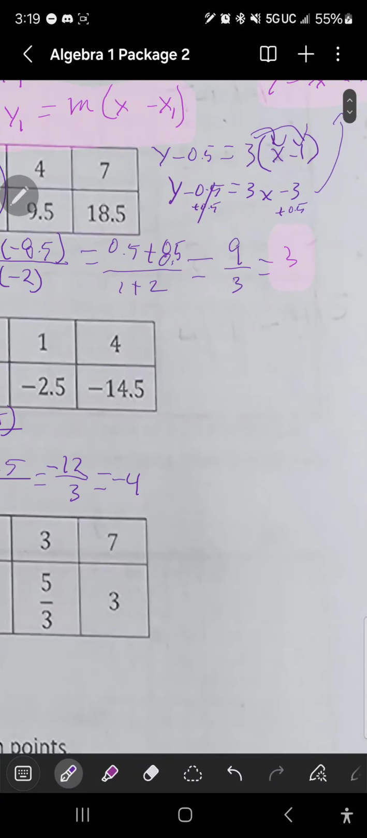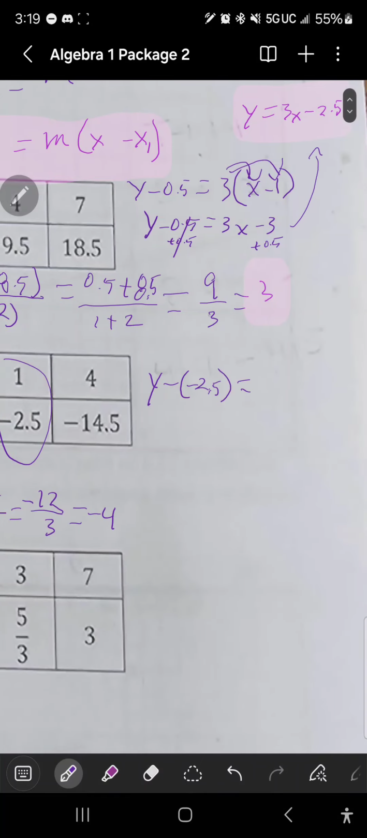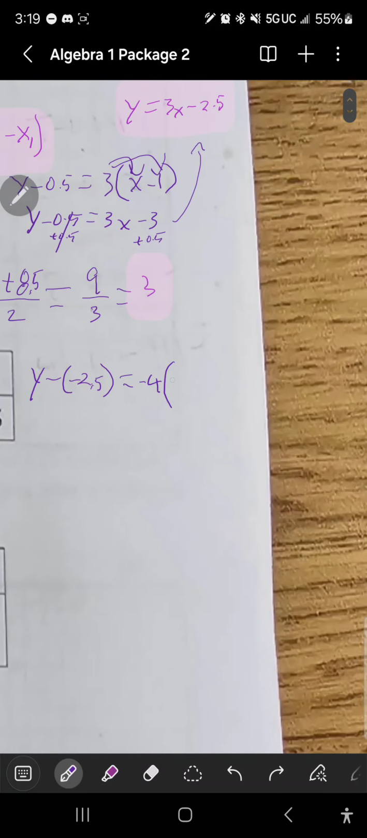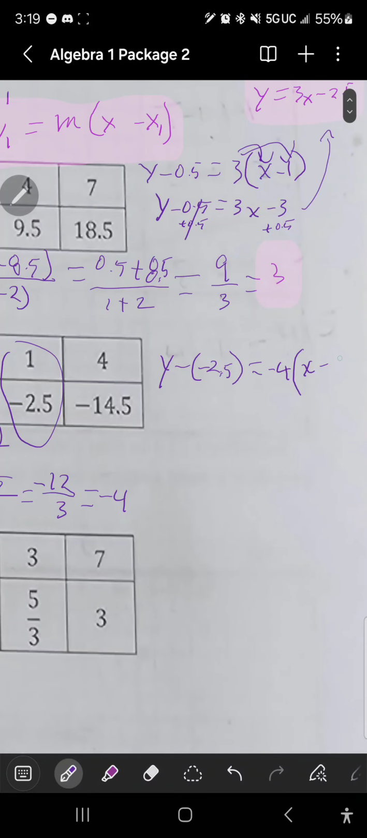Now we use the same to calculate it. I'm going to use this point, not this one. You can use whichever, don't worry. So this will be y minus 2.5 equal negative 4, which is our m, our slope, x minus 1.